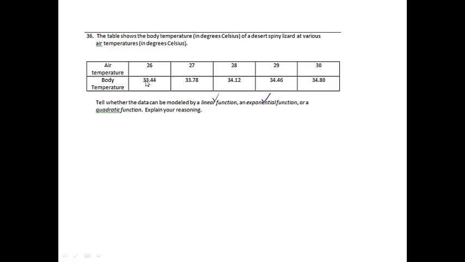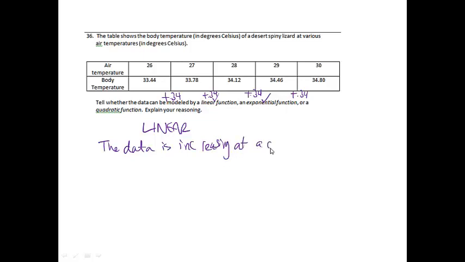If we look at 33.44 to 33.78, that is going up by 0.34. From 33.78 to 34.12 is also going up by 0.34. The next one is also going up by 0.34, and then the next one is also going up by 0.34. So since this is going up by a constant amount, we know that it is going to be a linear function. So it is linear, and we need to explain our reasoning. That would be because the data is increasing at a constant rate.